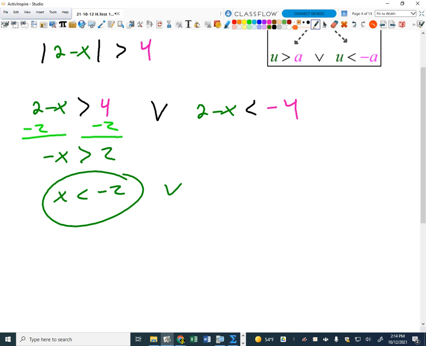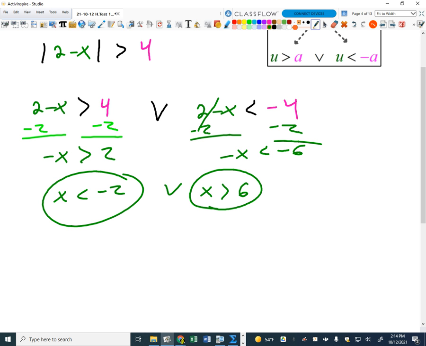Or, how about over here? I'm going to subtract 2 and get negative x is less than -6. So I'm going to flip the inequality and get x is greater than 6. There's my solution. X is less than -2 or x is greater than 6.